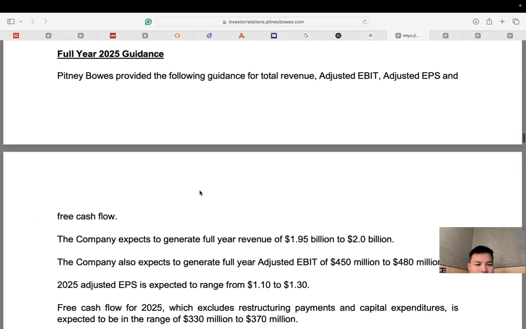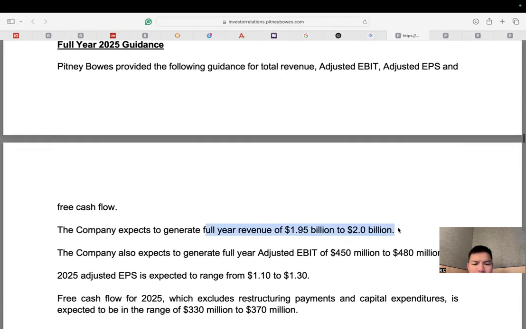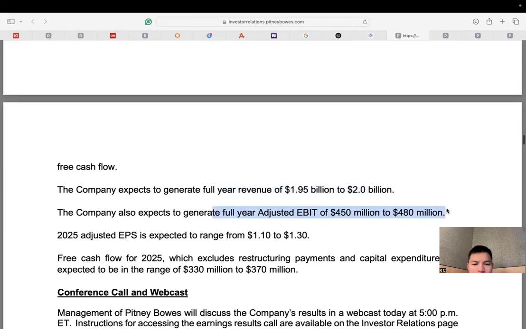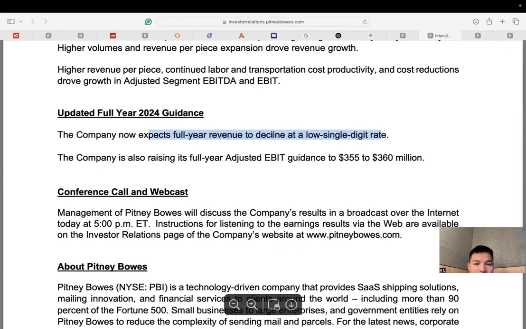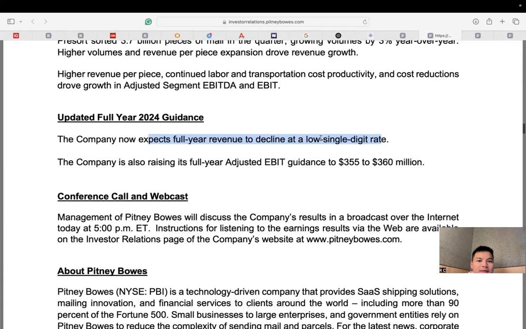Wow. Full year revenue, okay. Full year EBITDA, okay. Okay, EPS now is going to be 1 to 1.3, but is it an increase or a decrease? Sugar revenue to decline. This company is a bit tricky because they keep changing the way they announce.